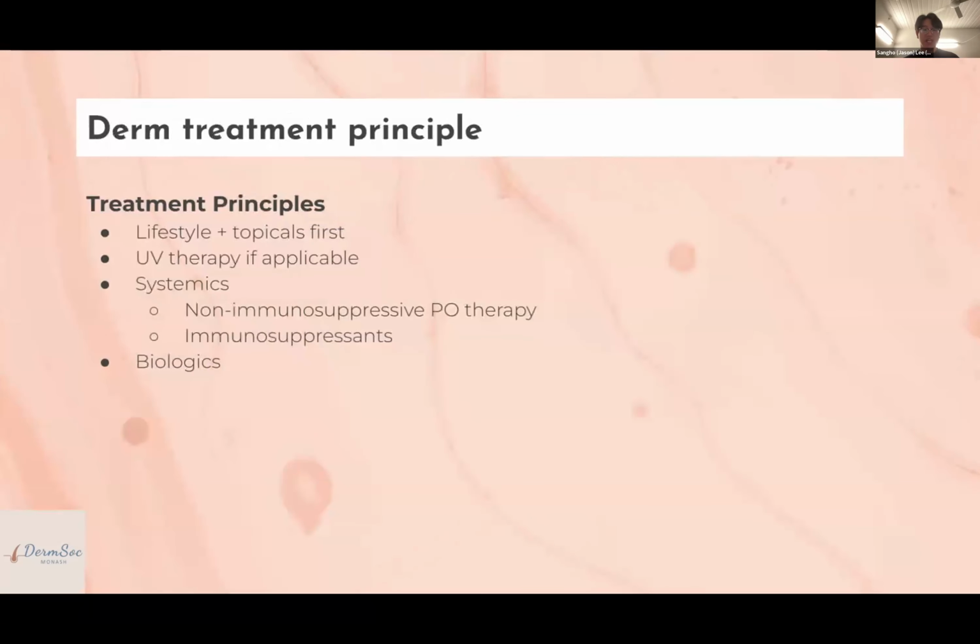Derm treatment principles. As with all medical conditions, we want to start with simple things first, so things like lifestyle changes, and for derm, topical agents, and we can use light therapy if applicable. And then if the conditions are severe enough, we can consider oral medications as well, whether non-immunosuppressive or immunosuppressive. And for some conditions, there are biologic agents which target specific immune molecules within the pathways, and they've proven to be quite effective for your inflammatory skin conditions like psoriasis or eczema.